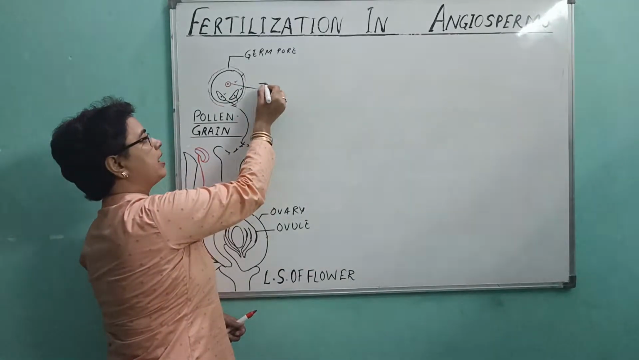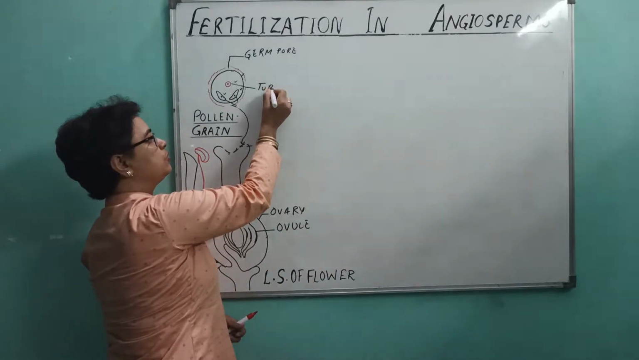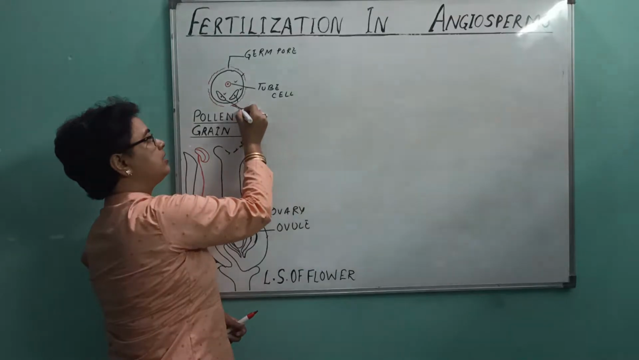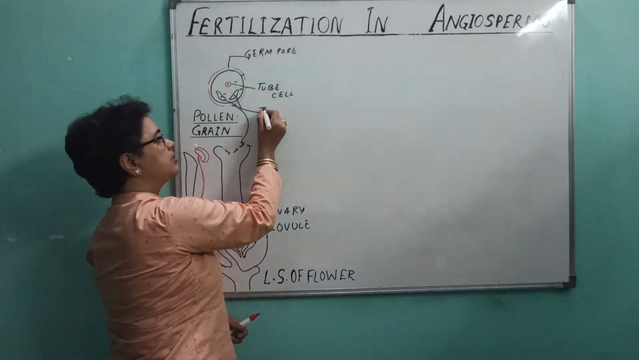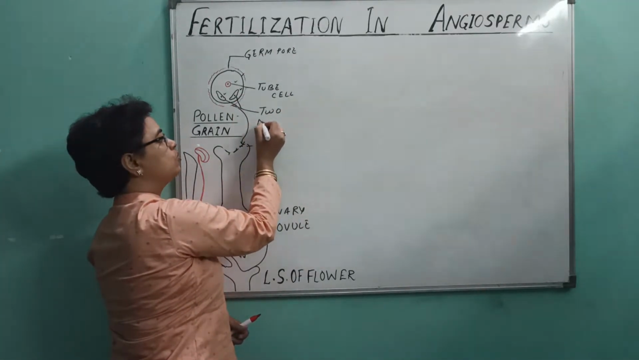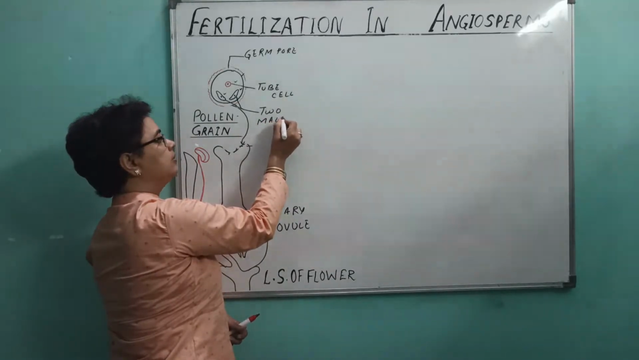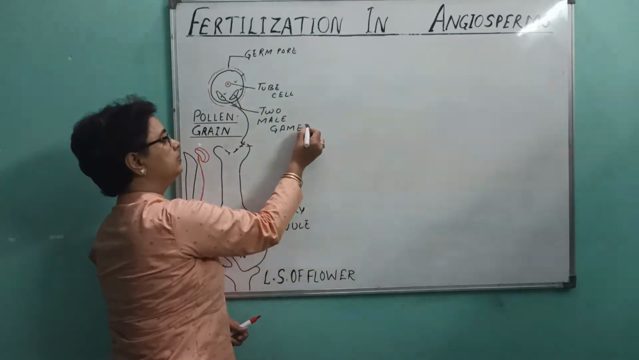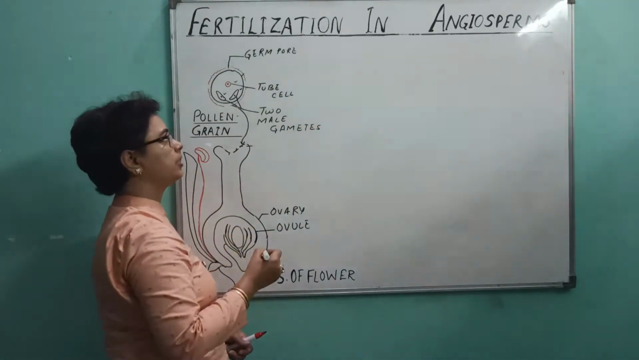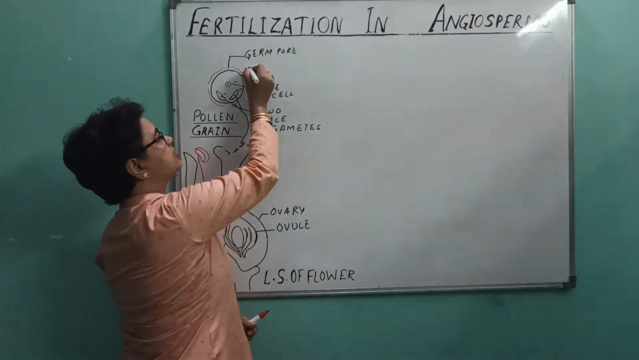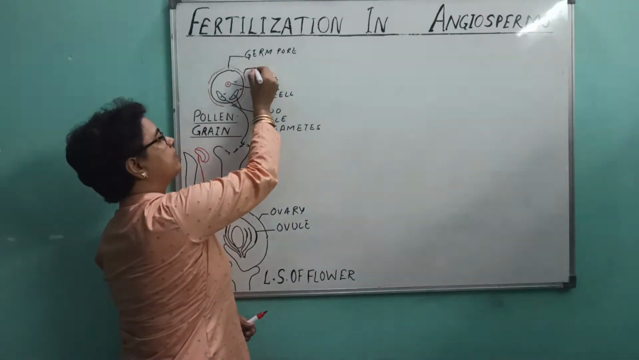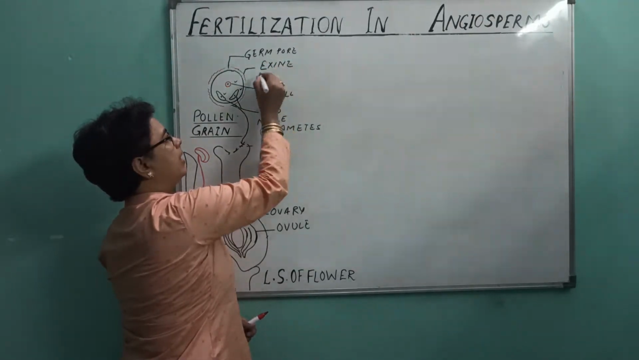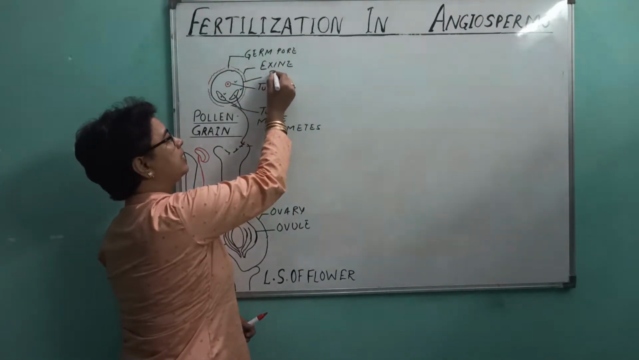This one is termed the tube cell. These two are similar, termed the two male gametes. Two male gametes are here. The outer covering is termed exine, and the inner covering is termed intine.